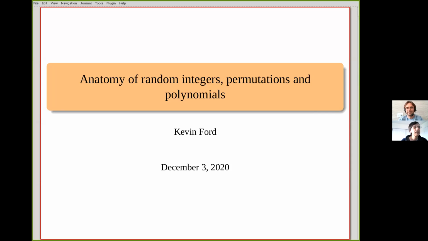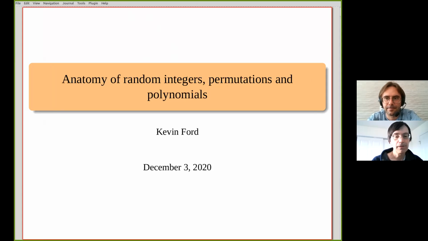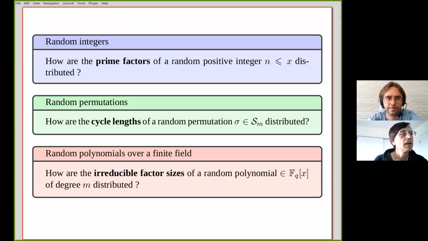Now, if you read the abstract, it sounds somewhat similar to the talk that Dimitris Koukoulopoulos gave several weeks ago. But in fact, there's only a small overlap between my talk and his. My focus will be slightly different. I want to talk mainly about the connection between random integers, random permutations, and random polynomials over a finite field with respect to factorization.